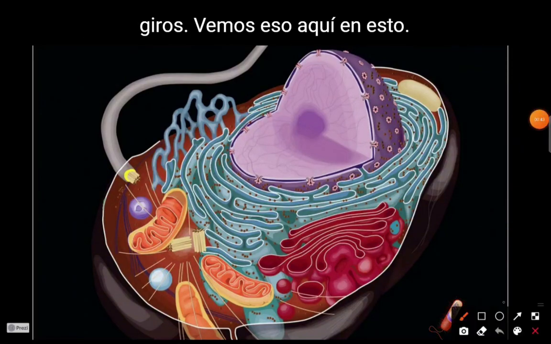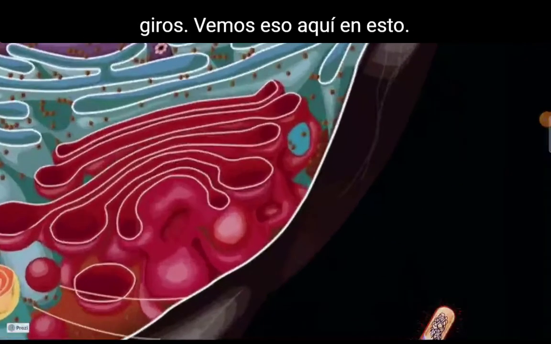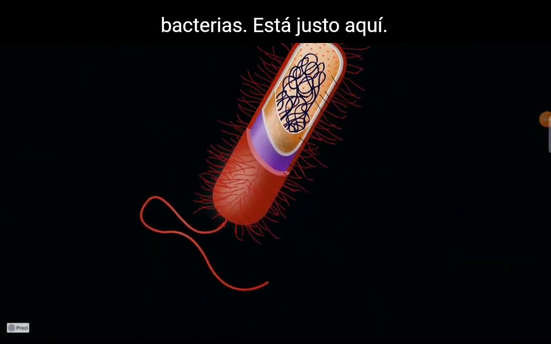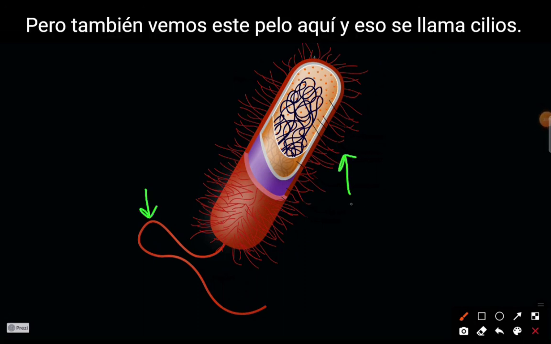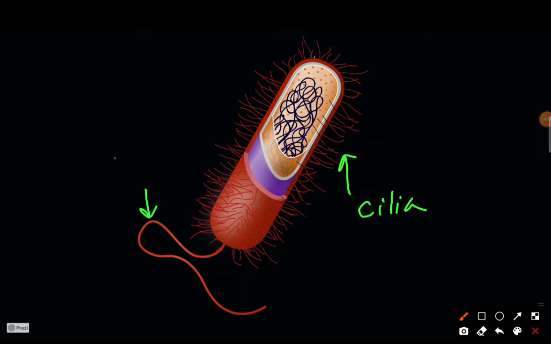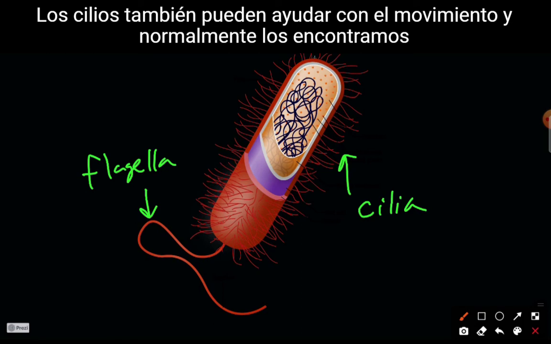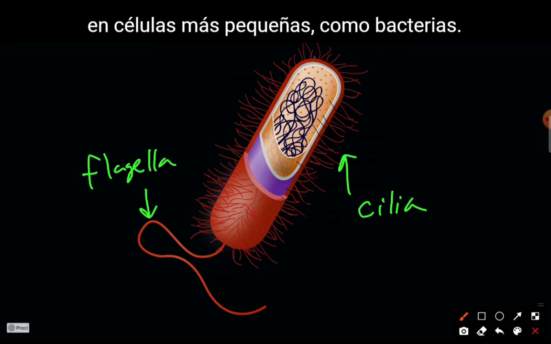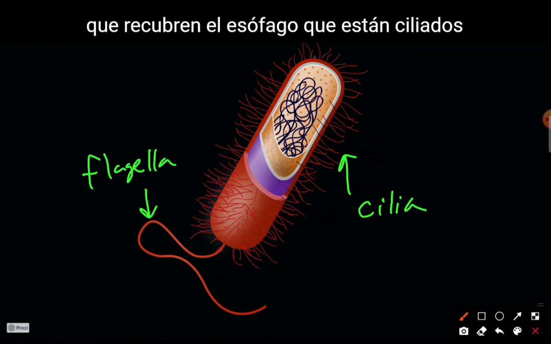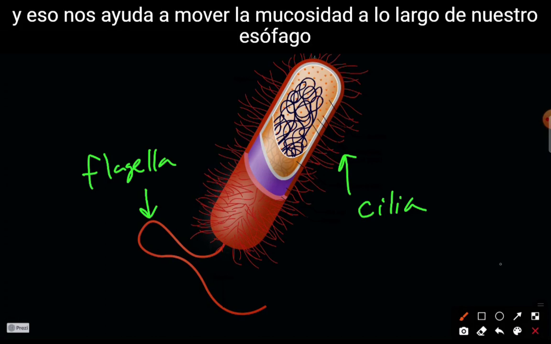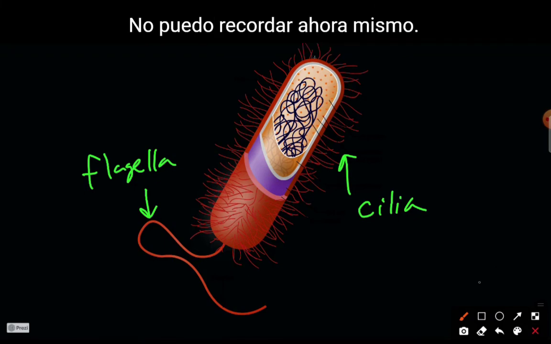We see that here in this bacteria. It's right here. But we also see this hair stuff here, and that is called cilia. Cilia also can help with movement, and we typically find them on smaller cells like bacteria. However, there are some cells in the human body, such as those that line I believe the esophagus, that are ciliated, and that helps us to move mucus, basically, along our esophagus. Or maybe it's the trachea. I can't remember right now.